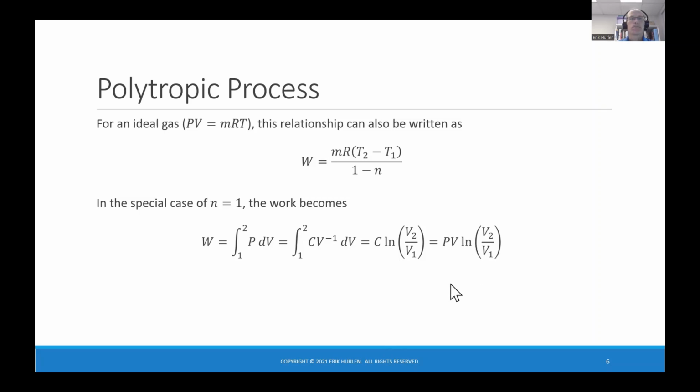Note that in the case of an ideal gas, we can replace P times V in the equation on the previous slide to get this equation relative to a change in temperature for the work done in a polytropic process. Again, assuming n is not equal to 1. If n is equal to 1, then we can do a similar substitution as we did down here. So we have mRT in front of the natural log instead of P times V.